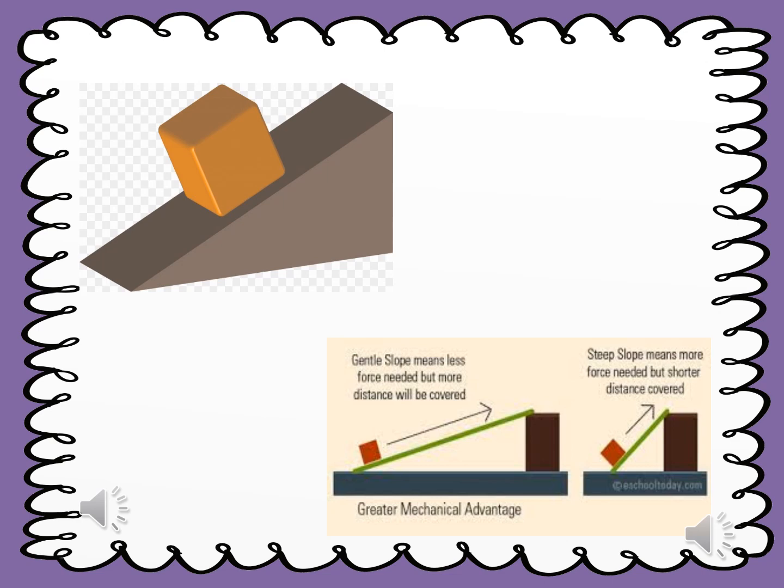Now, if you see the picture here, there are two kinds of inclined plane. If you see an inclined plane which is a gentle slope, it means you need less force to move, but the distance you have to move is more. But if the slope is steep, then you need more force, but the distance that you have to move is less. So an inclined plane is a ramp that connects the lower level to a higher level to move objects easier from a lower level to a higher level. This makes our work easier.